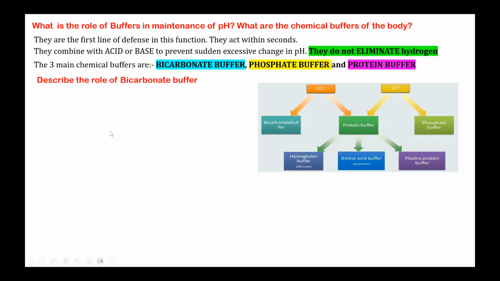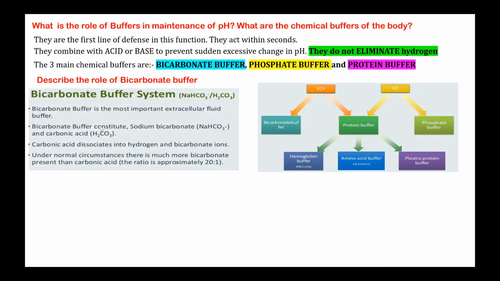Now coming to the first system, the bicarbonate buffer. This is the most important buffer within our body. It is a ratio maintained between sodium bicarbonate and carbonic acid. So the bicarbonate buffer is the most important extracellular buffer. It is present in the extracellular fluid and consists of two components, sodium bicarbonate and carbonic acid. Carbonic acid is a weak acid. It cannot stay in the acid form for a long time, so it immediately dissociates into hydrogen and bicarbonate.